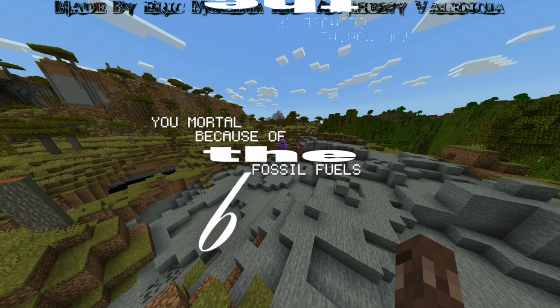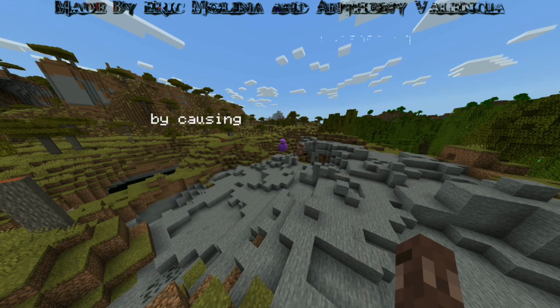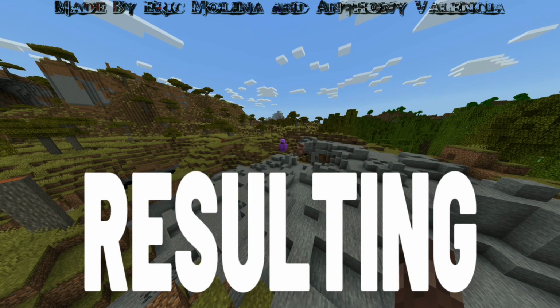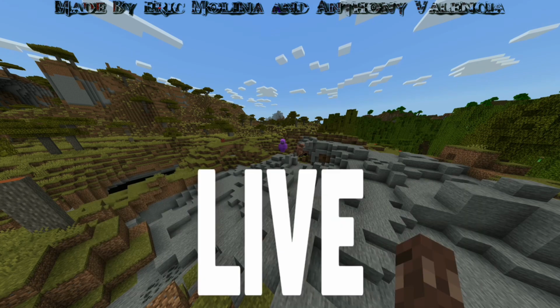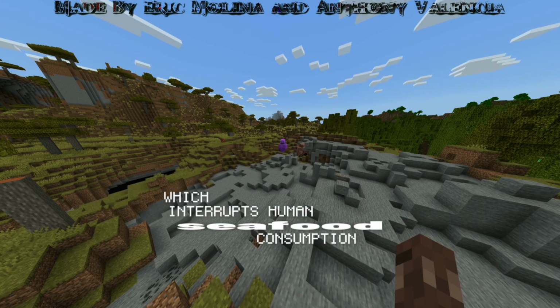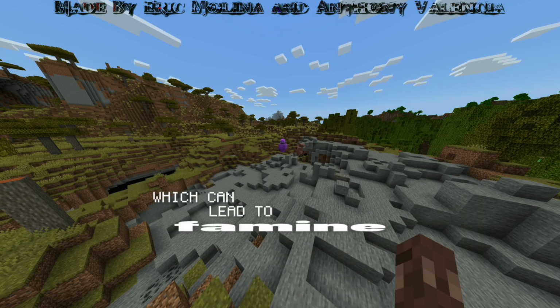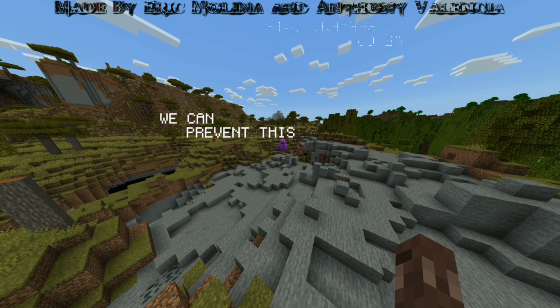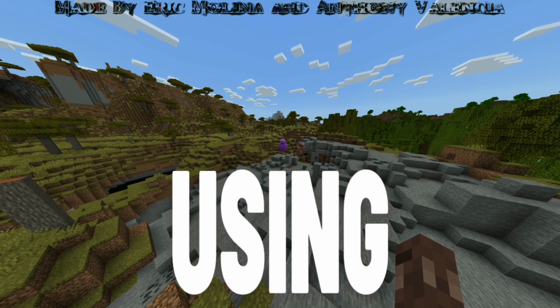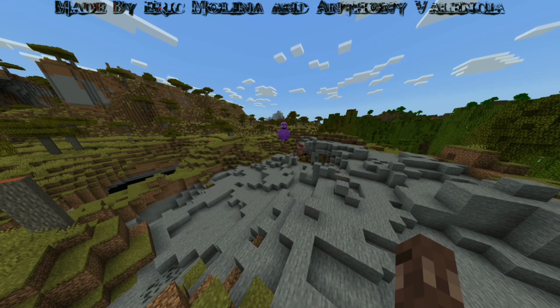Because of the fossil fuels being burned, marine life is impacted by the water becoming more toxic, resulting in marine life struggling to live, which interrupts human seafood consumption and can lead to famine amongst humankind. We can prevent this by reducing our CO2 output and using more alternative ways.